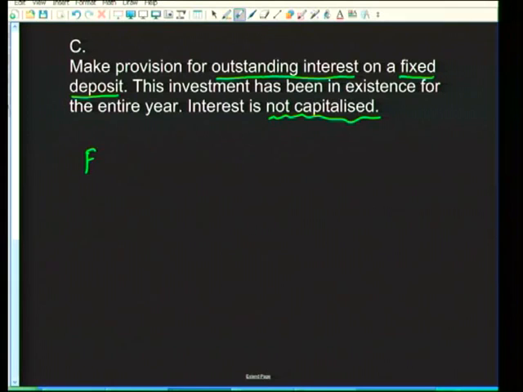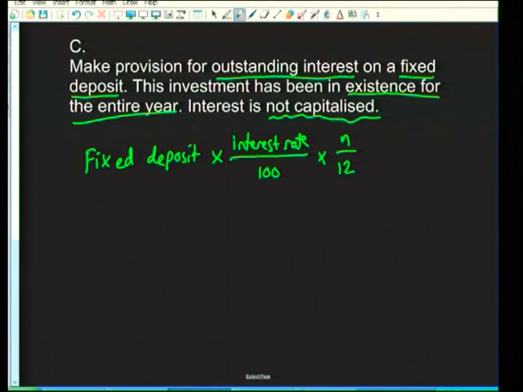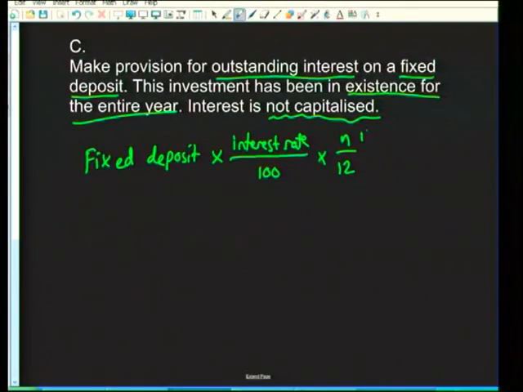What you would need to do is calculate the fixed deposit, and multiply that by the interest rate over 100, and then multiply it by the number of months over 12, just like we did when we were calculating depreciation. The good news, though, for this question is that the investment has been in existence for the entire year. So that means that we've had it from start to finish. In other words, we've had it for the whole year, so n is equal to 12. And we know that 12 over 12 is actually 1.